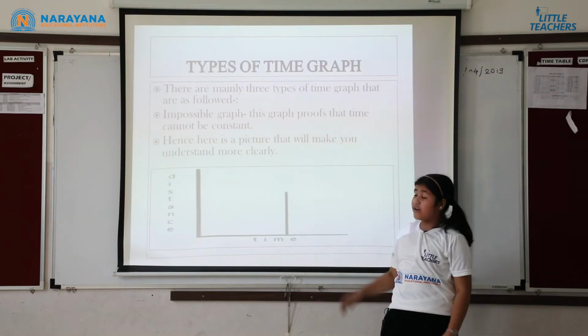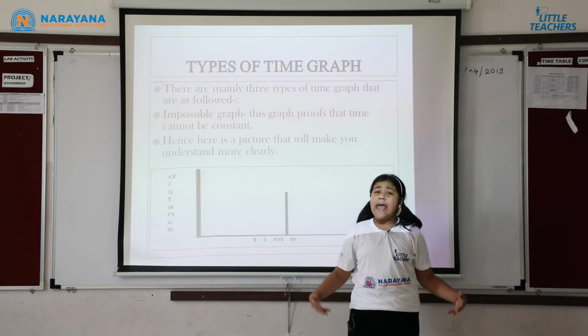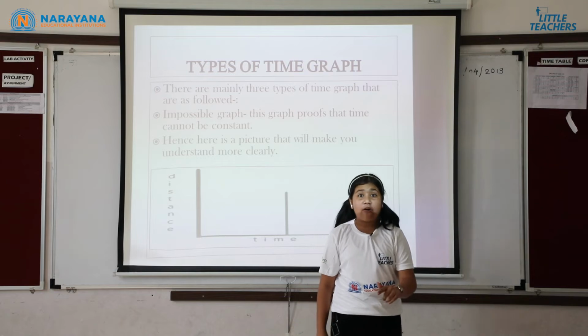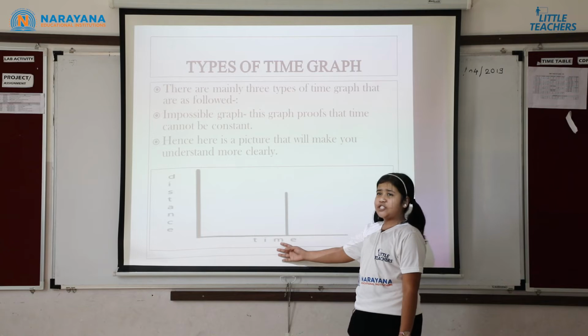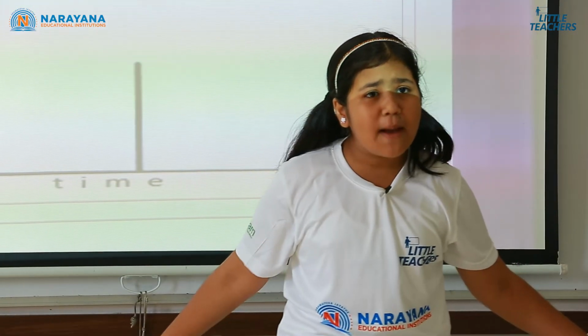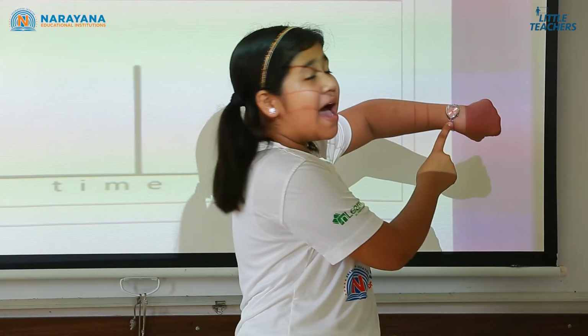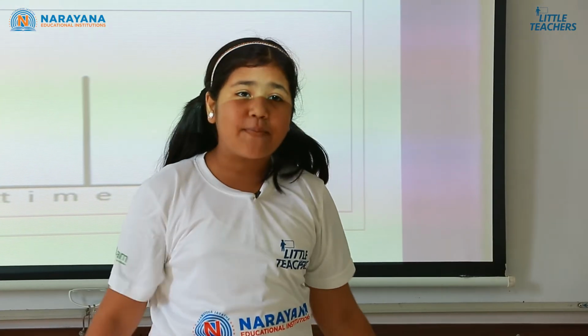Types of time graph. There are mainly three types of time graph. First is the impossible graph. This graph proves that time cannot be constant. As you can see in this picture, the time has been constant at this point. This is not at all possible because you can see in my watch also, the time is moving all the time. So, this is an impossible graph.